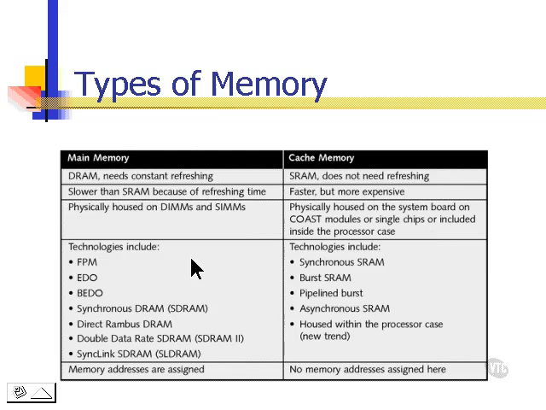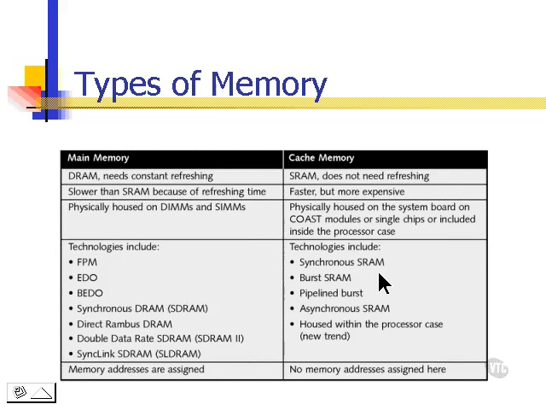The technologies for main memory RAM or DRAM are fast page mode, FPM, EDO, which stands for extended data output, and then there are synchronous technologies like synchronous DRAM, direct Rambus DRAM. There are many different technologies, and we'll talk about some of these technologies as well.